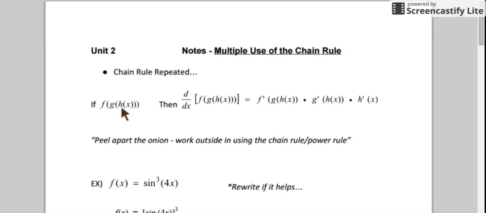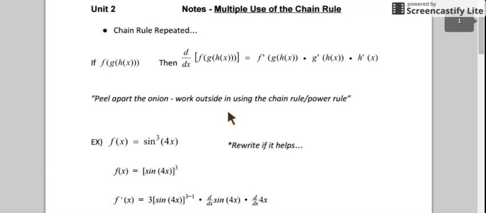So for instance, if I have this nested function where h is being plugged into g, and then that output is being plugged into f, we got 3 layers. I'm going to use my chain rule 3 times. So I'm going to find the derivative of the outside function f, and I'm going to keep the inside functions the same. And then I'm going to move to the next layer. I'm going to multiply by the derivative of the next level, which is g, the derivative of g, and then keep the inside of that function the same. And then move to the next layer and multiply by the derivative of the inside function. And we could do that all day long. Here we only had to do it for 3 layers.